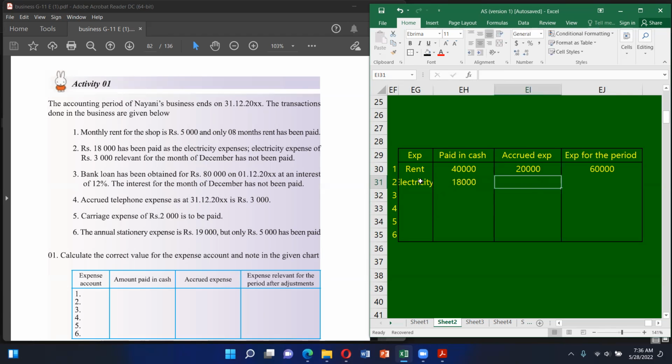And how much is the outstanding amount? 3,000. So what is the total electricity? 21,000. Yeah, everyone clear? If you have a doubt, please ask.